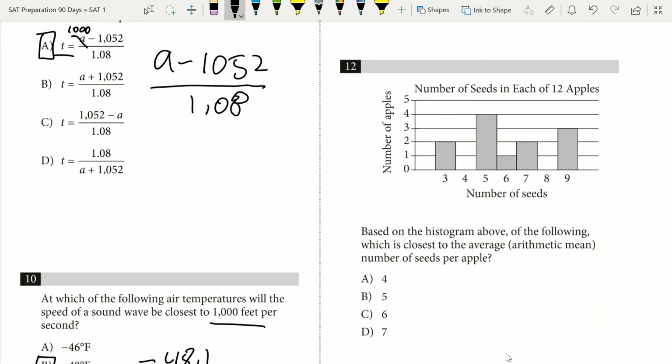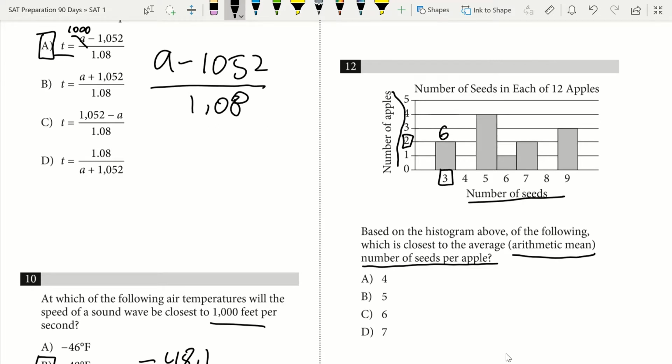Question 12. The number of seeds in each of 12 apples. We've got our number of apples on our y-axis and our number of seeds on our x-axis. Based on the histogram above, which of the following is closest to the average, or the arithmetic mean, number of seeds per apple? Well, to solve for my mean, what I have to do is multiply. Hang on, my arm got stuck right there. We've got our number of apples multiplying by the number of seeds.